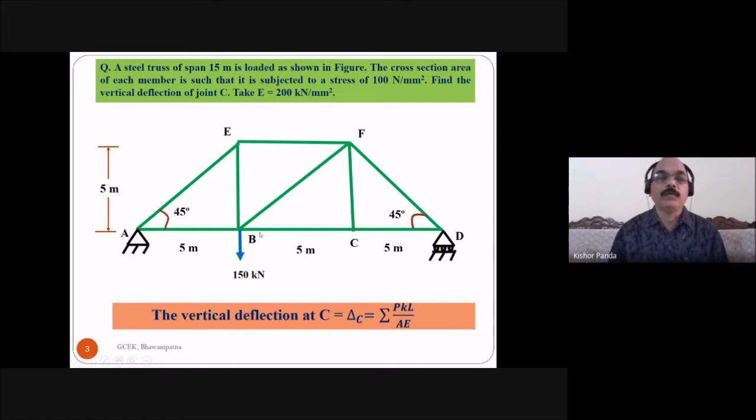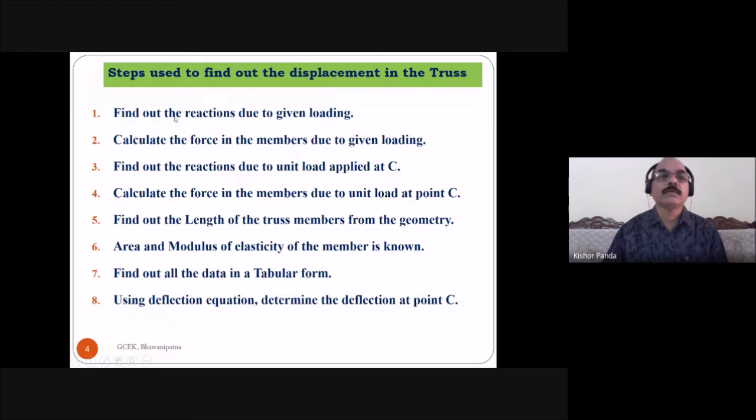So you have to find out the vertical deflection at C. How will you find out the vertical deflection at the point C? You have to apply a unit load at the point C. Then you can find out the vertical deflection at the point C. So this is the formula. The vertical deflection at C, delta C, is equal to summation of P k L divided by A E. So these are the steps used to find out the displacement in the truss. These are the steps you have to remember.